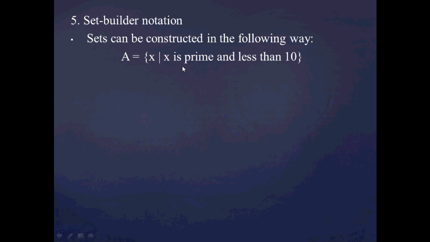And then what follows the such that is going to be some condition on x. So we're going to say that A is constructed of all the objects where that number is prime, and it's less than 10. So these x's are going to be numbers, and they're going to have to be prime and less than 10 in order to gain entry into this set. You can think of this as the statement that has to be true in order for x to be included within the set. Of course, this is pretty obvious: it's going to be 2, 3, 5, and 7, just those prime numbers that are less than 10.